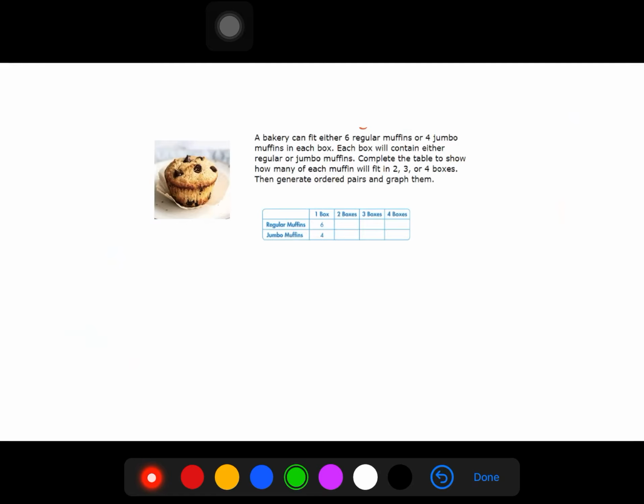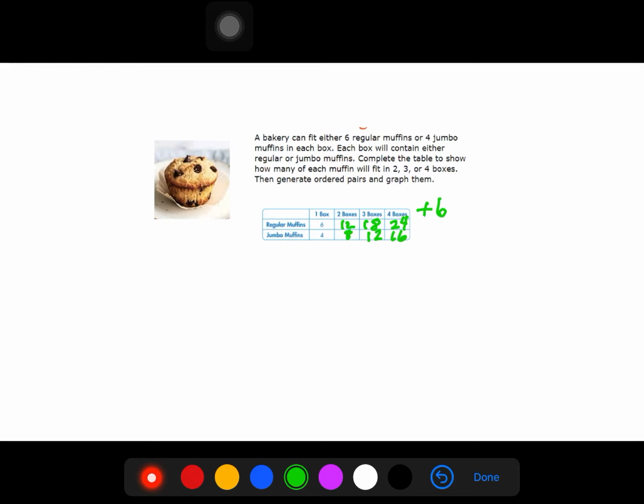So the pattern here for regular muffins in one box is 6. So for regular muffins, my pattern is going to be to add 6. So 6 in one box, in 2 boxes would be 12, 3 boxes would be 18, 4 boxes would be 24. In the jumbo muffins, each box would be 4 in each box. So 4, 8, 12, and 16. Complete this table to show, and then generate ordered pairs and graph them.